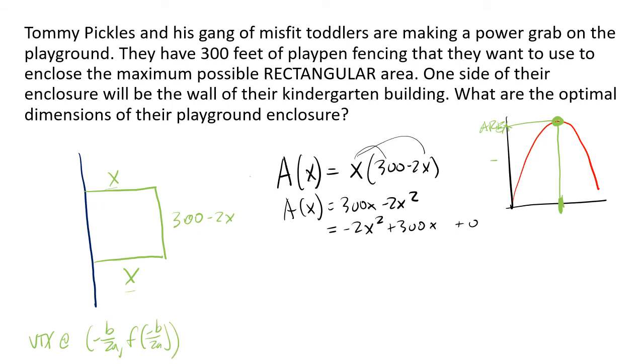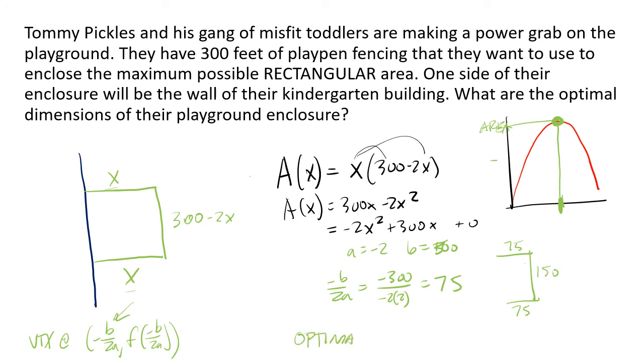So what are the optimal dimensions? I want to find negative b over 2a. So look, a is negative 2, b is 300, right? So negative b over 2a is negative 300 divided by negative 2 times 2, which is 75, which means that x needs to be 75. And if x is 75, let's look at what we drew over there, right? This is 75, this is 75, and altogether it's 300, which means left over we have 150. So the optimal dimensions are 75 by 150. That would yield the maximum area.